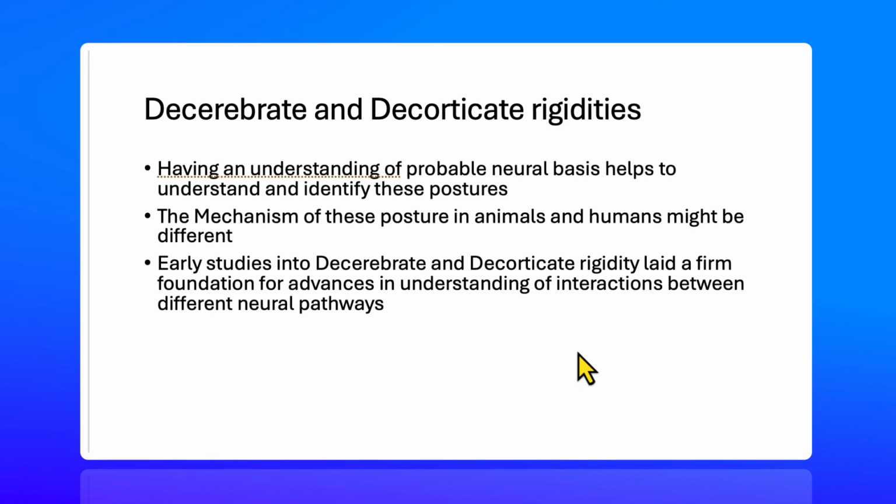So, in conclusion, regarding decerebrate and decorticate rigidities, having an understanding of the probable neural basis helps to understand and identify these postures. The mechanism of these abnormal postures in animals and humans might be different. The early studies into the neural basis of these postures provided a firm foundation for advances in understanding the interactions between different neural pathways.